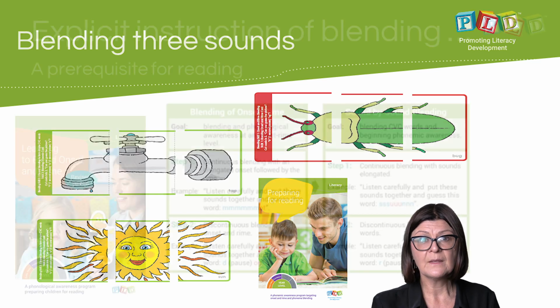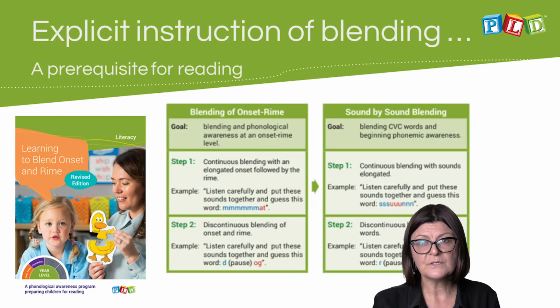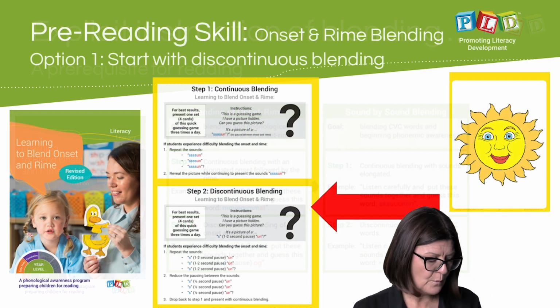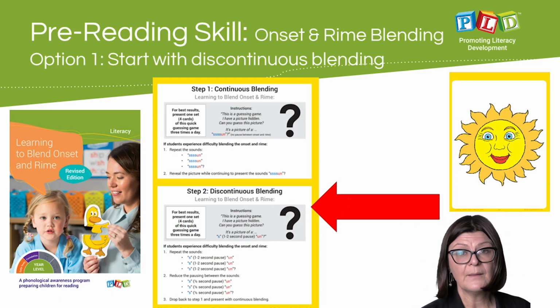Or I've got here a picture of a t, a, p, and pull those sounds together and hopefully verbalize the word tap. So what I'm going to do now is demonstrate how to explicitly instruct and explicitly develop this skill of blending so that our children are ready to start decoding and reading. Now, step number 1 is onset and rhyme blending.